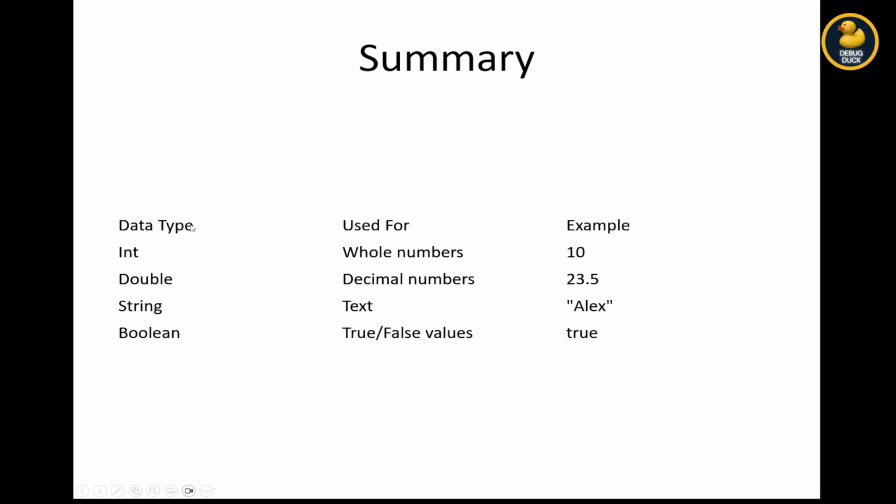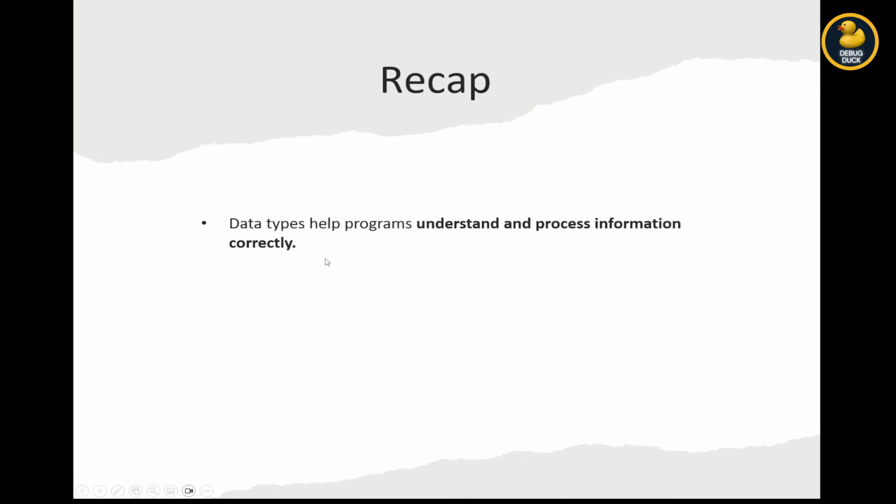The summary. Data types: Int is used for whole numbers, example 10. Double for decimal numbers, 23.5. String used for text, example Alex. Boolean, true or false values, example true. Data types help programs understand and process information correctly.